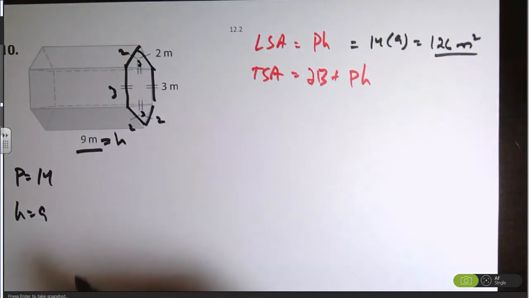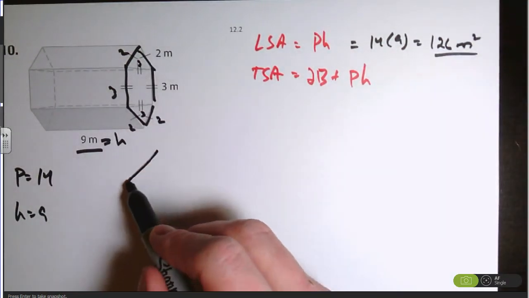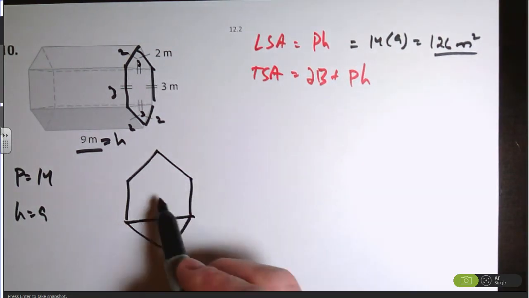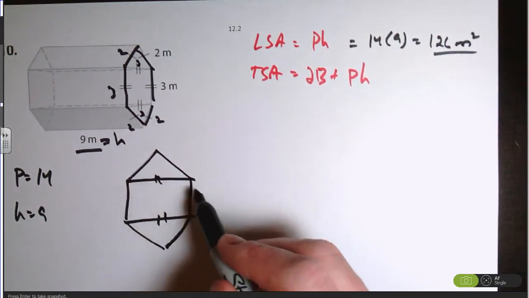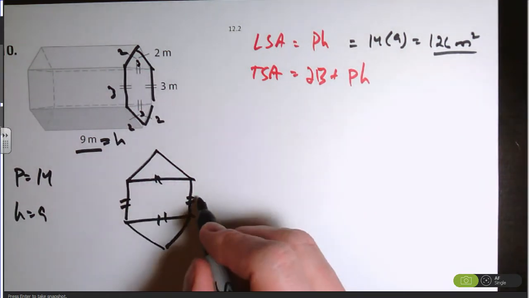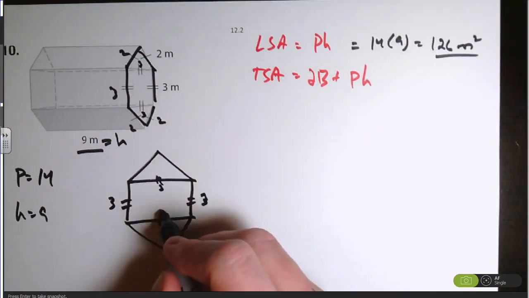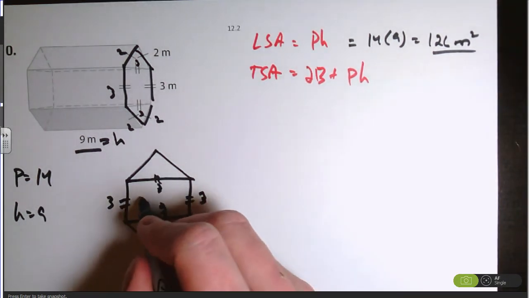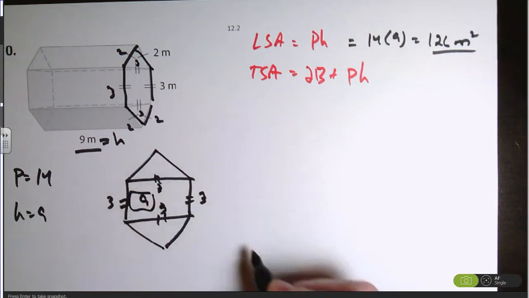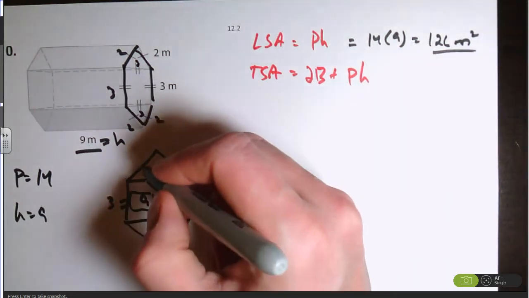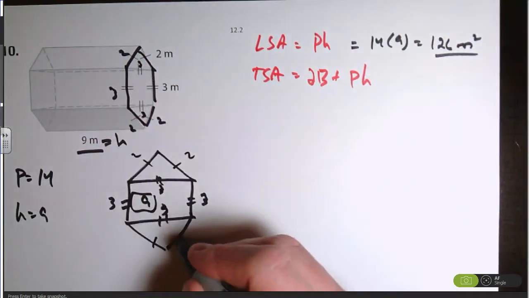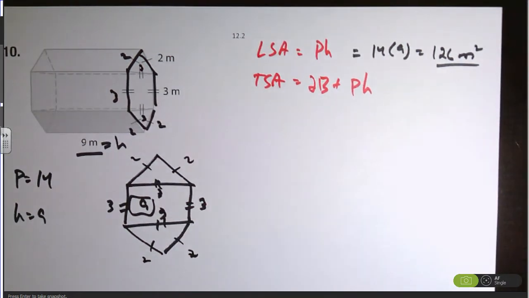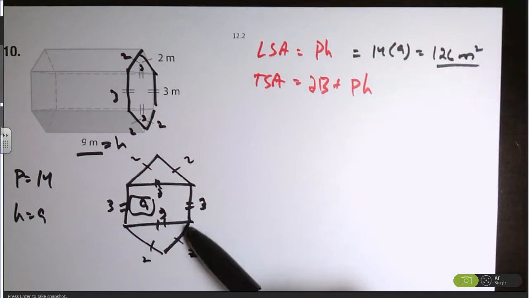If I look at the base, I'll have to just sketch this out this way. I didn't do a very good job of sketching it, but these guys are congruent, they're all 3. So our base is 3 by 3, which means the area must be 9 for that part. The other part though is that these are 2 and 2, and now I've got to find the area of this triangle here.